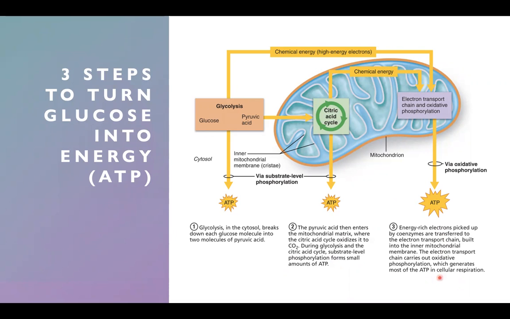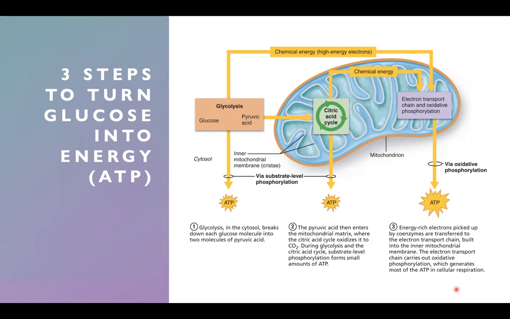And then the third step of cellular metabolism is called oxidative phosphorylation, or the electron transport chain. This is where energy-rich electrons that have been picked up by coenzymes from the previous two steps are now transferred to the electron transport chain. This chain is built into the inner mitochondrial membrane, and it will carry out oxidative phosphorylation. This is what generates most of the ATP, about 30 ATP molecules just in this one step of cellular respiration.